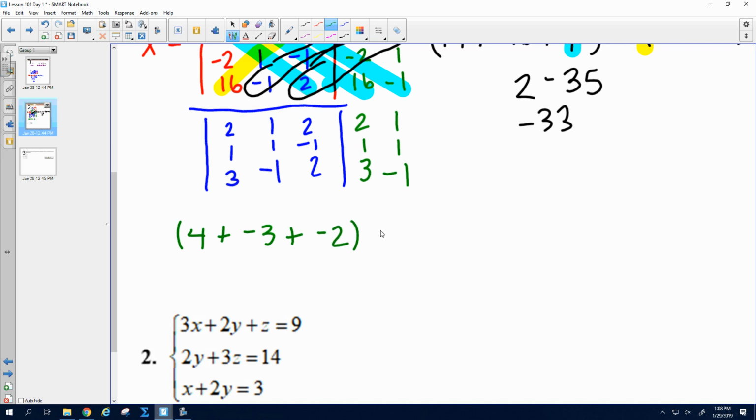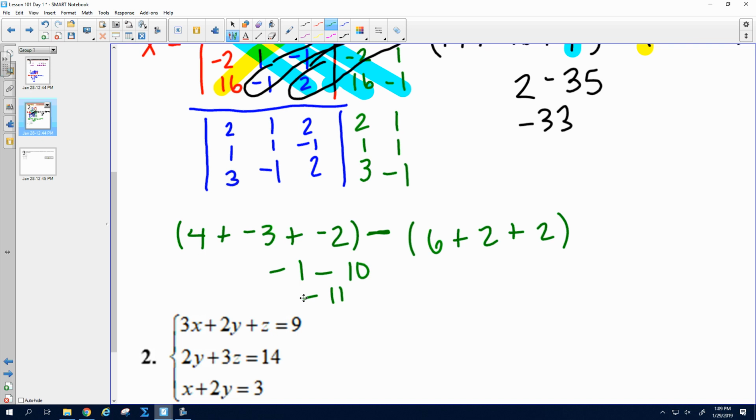All right, and then do we add or subtract here? Subtract. And now I start going the other direction, going up. What's 3 times 1 times 2? Good. Plus, what's negative 1 times negative 1 times 2? Plus, what's 2 times 1 times 1? Okay. Add these up. I have 1 minus 2, that's negative 1. Add these up, minus 10, which is negative 11.